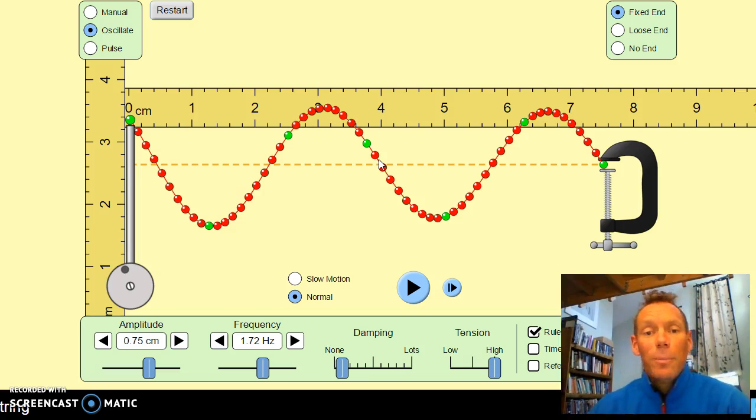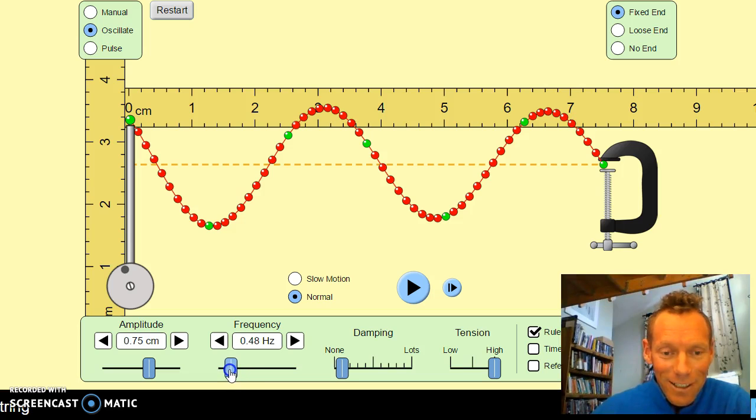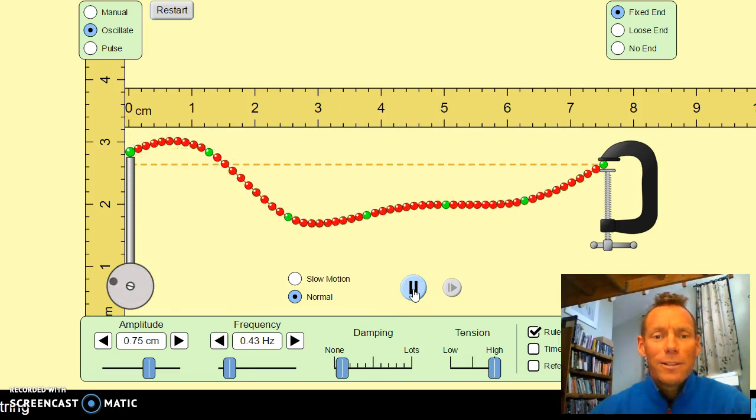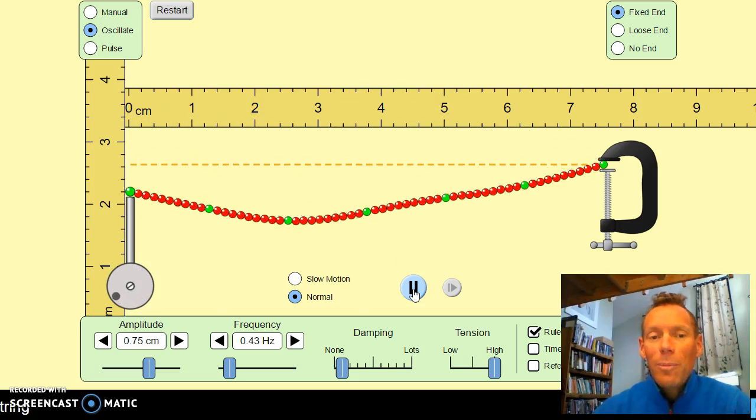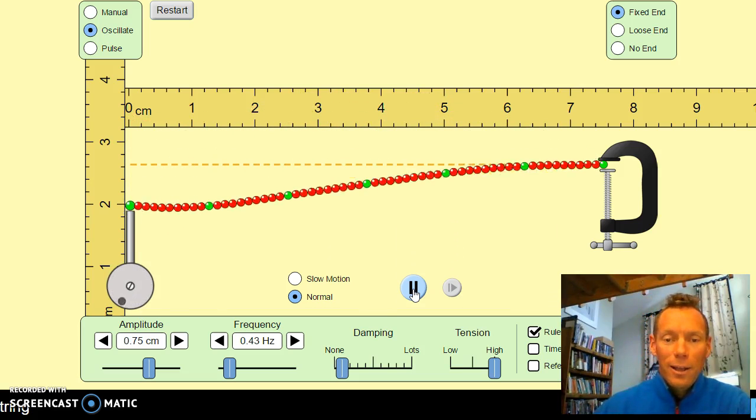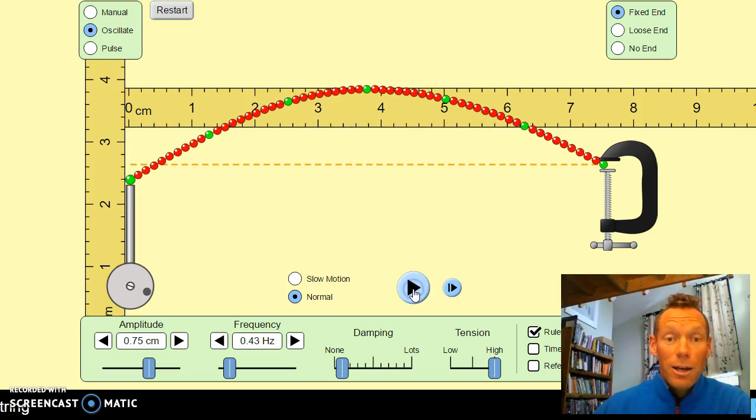Cool. So you might be thinking, well, what happens if we go the other direction? Good question. So half of 0.86, we got, yeah, that was right, 0.43 hertz. So let's push play. It's going to be crazy for a little bit, but then we get this standing wave pattern. Aha! So I'm going to push pause.